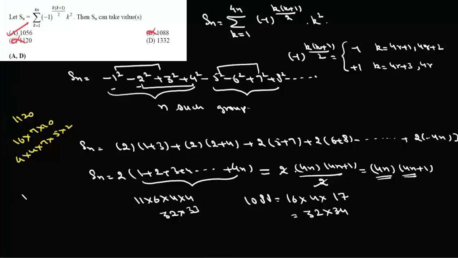It will be 4 into 3 into 3 into 37. Now this is 36 into 37, and 36 is a multiple of 4. So the correct options are A and D.